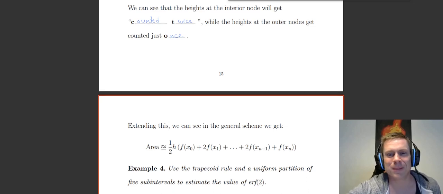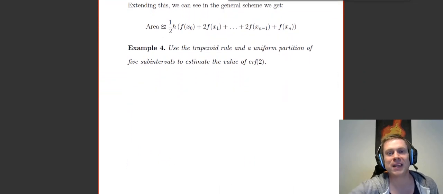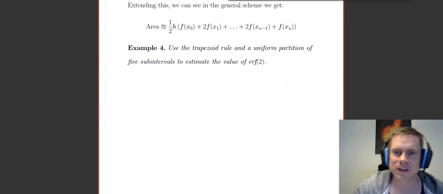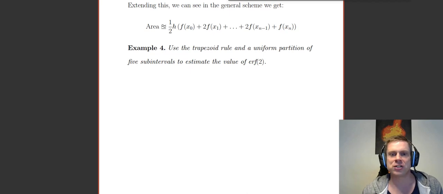It's an example that goes back to that first special function that we talked about at the beginning of this section, the error function, the one that we lovingly called ERF. So we want to use the trapezoid rule and a uniform partition of 5 subintervals to estimate the value of ERF of 2.